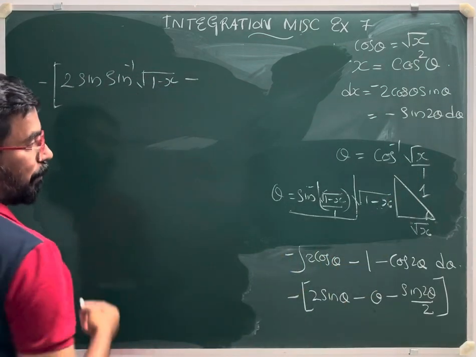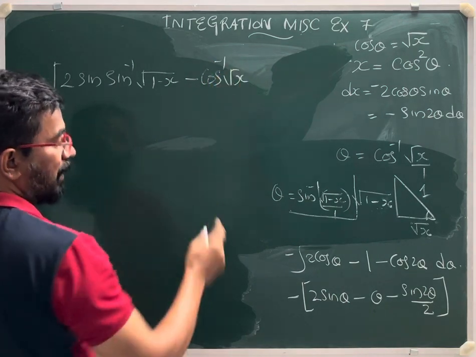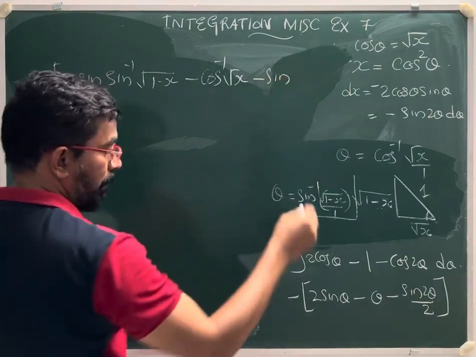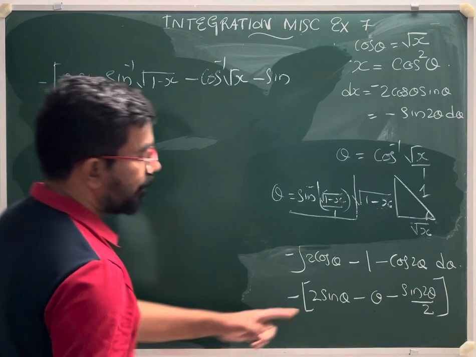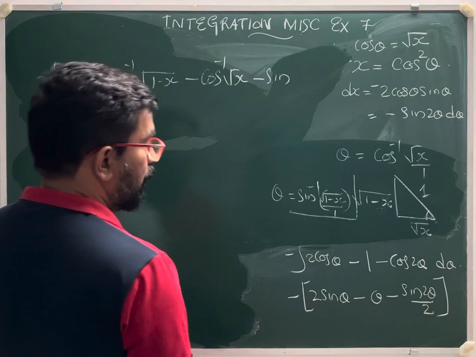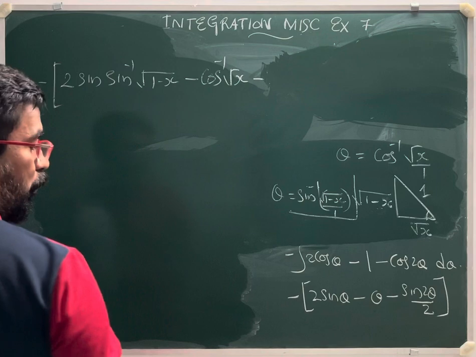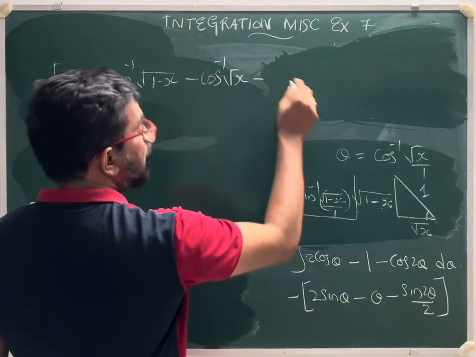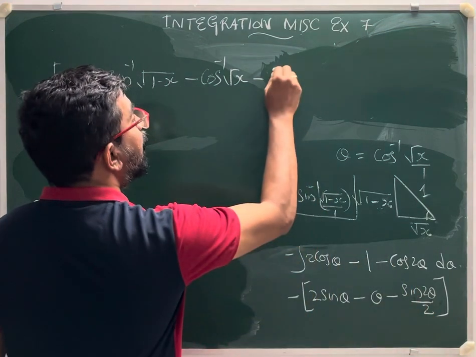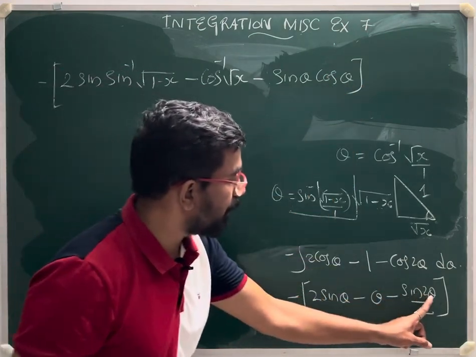Minus theta. Theta is what? Cos inverse root x. That is the simplest form compared to sin inverse. Minus sin 2 theta. Here again we have a problem. We have sin 2 theta, so I need to convert this into 2 sin theta cos theta. Sin 2 theta by 2 can be written as 2 sin theta cos theta by 2. With that, 2 and 2 cancel, and we have sin theta cos theta. Actually sin 2 theta is 2 sin theta cos theta.